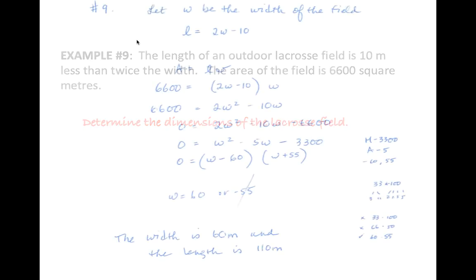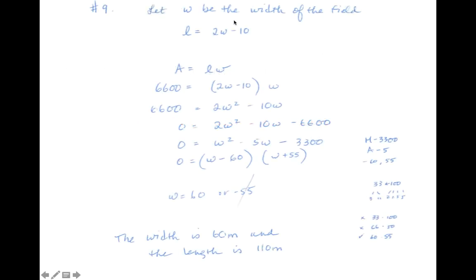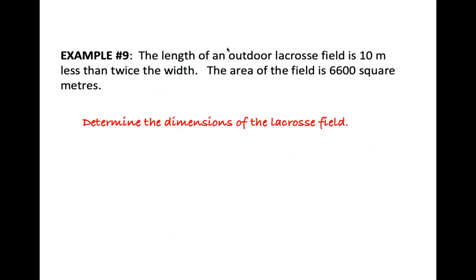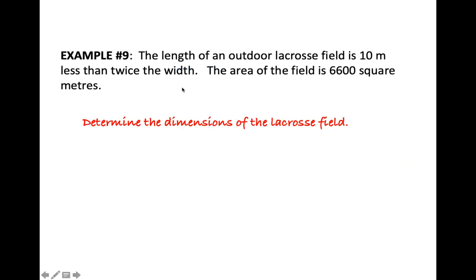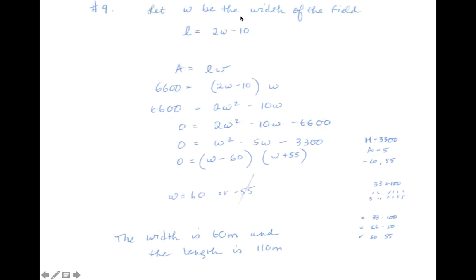And so as I start this question, I'm going to say let W be the width. And if I go back to the text of the question, I can see that the length is 10, sorry, that went on its own. It's 10 less than twice the width. So 2W minus 10. So then I do the area, and it told me in the text of the question it was 6,600. So I go ahead and multiply this out.